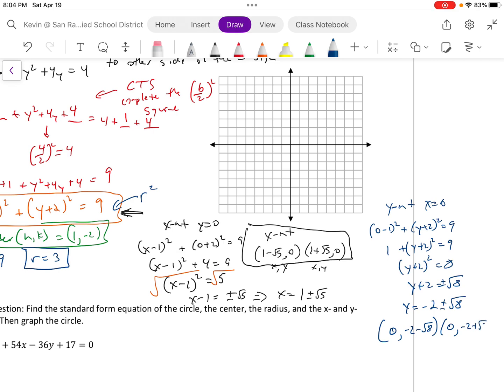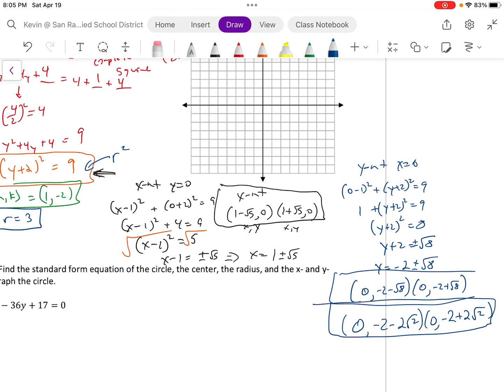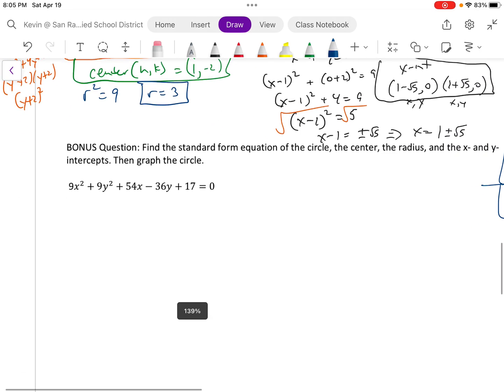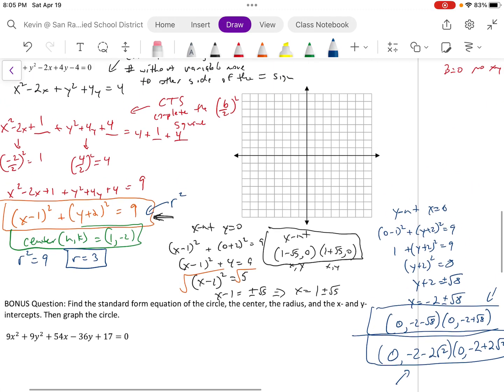So my y-intercepts are going to be (0, negative 2 minus the square root of 8), and (0, negative 2 plus the square root of 8). Okay, that would be my answer. Or, if you want to simplify it, negative 2 minus 2 root 2. If you wanted to simplify it and be a real top-notch mathematician, this is the Calc AB answer, this is a regular Calc answer.